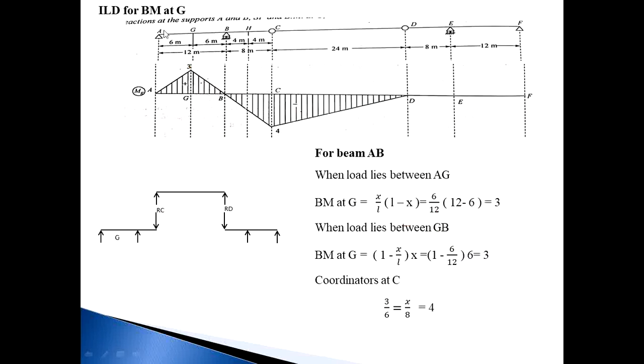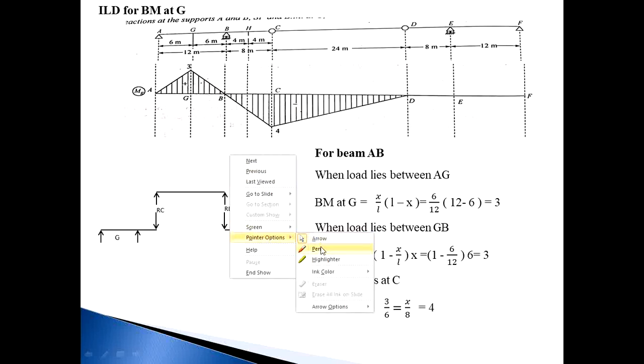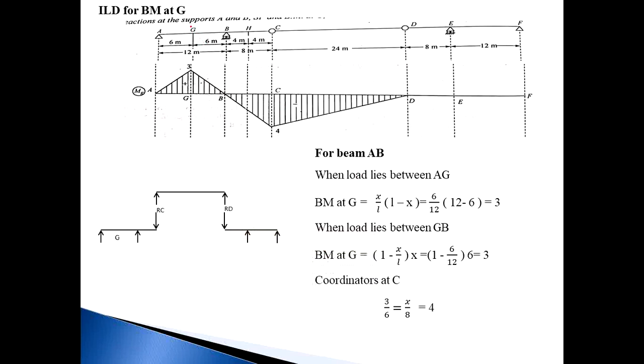Then next, ILD for bending moment at G. Once again, mark a section and only consider beam AB. Mark a section at point G. Due to the section, the beam splits into two parts, the right side of G and the left side of G. First consider the load lying between A and G. On the left side there are two forces, the unit load and the reaction, and on the right side there is only RB.